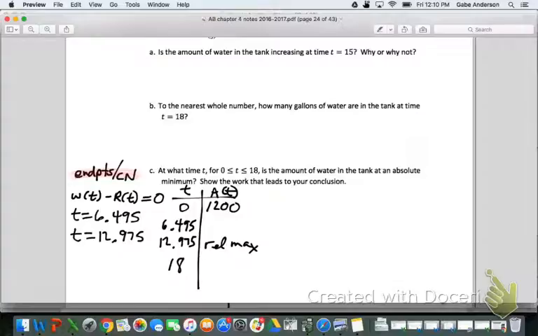So if I want to know how much water is in the tank at 6.495, anybody have an idea on how we could set this up? Go ahead, Jonathan. Take the integral of the W of T minus R of T from 0 to 6.495. Okay, and then evaluate the function from 0 to 6.495. So actually do Math 9 with that. Okay, why don't you guys do Math 9 with that? Let's see what it ends up being.